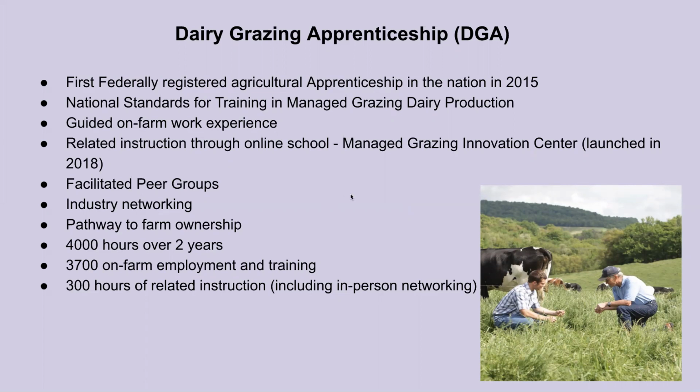We see this as a pathway to farm ownership for apprentices if that's what they desire, or if nothing else, farm management. We do require 4,000 hours over 2 years. 3,700 of that is on-farm employment and training, and they are paid for that time. We require, I believe the federal rate has to be at least $8 an hour, and they get a 50-cent raise every 6 months. The majority of our master dairy grazers usually start much higher than that, somewhere in the $10, $11, $12 range. And then like I said, the apprentices get a 50-cent raise every 6 months.